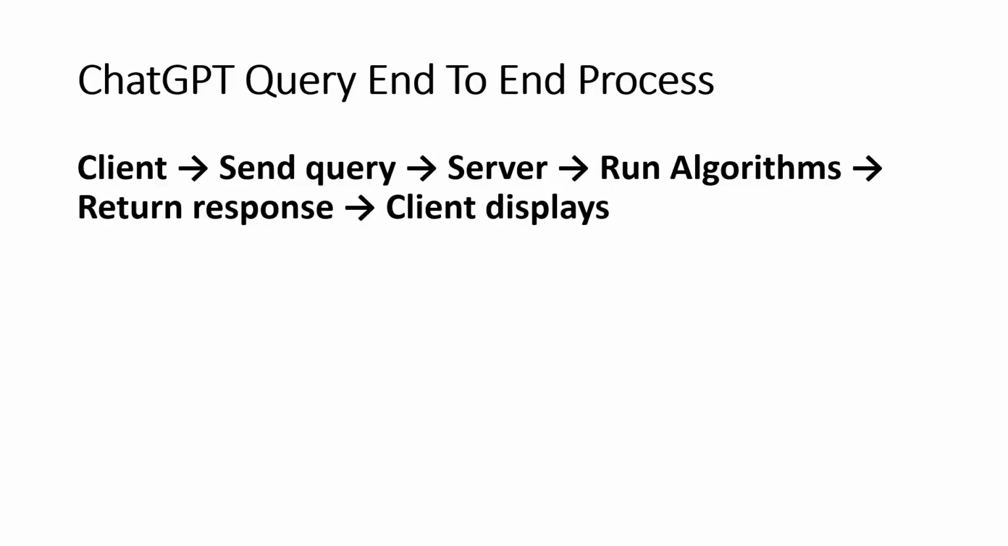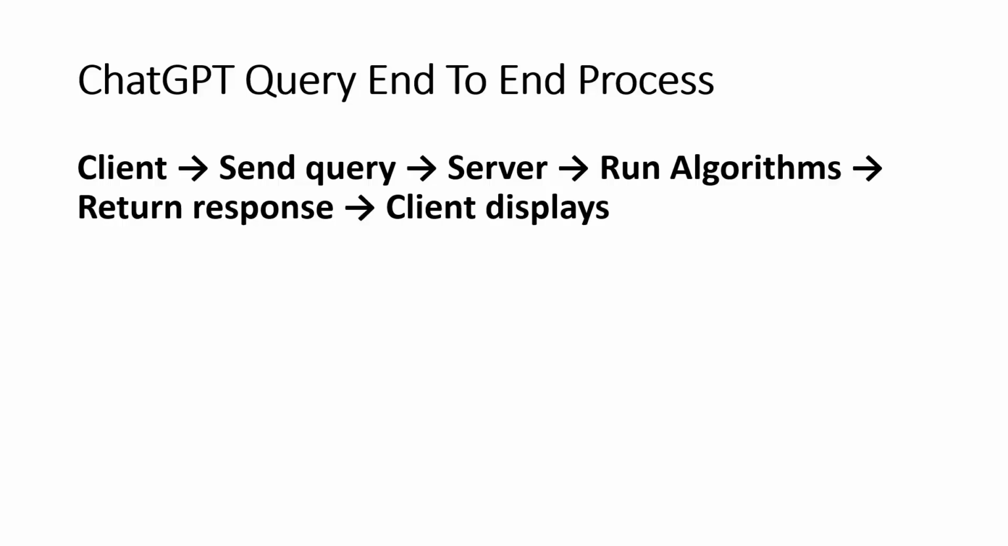Here is the ChatGPT query end-to-end process. And I want to explain what each of these terms mean. But here we go. Very simple. Keeping it at a broad level. Client. Okay, you open your client. You send the query. The query hits a server. The server runs algorithms. The algorithms return a response. And then the client displays.